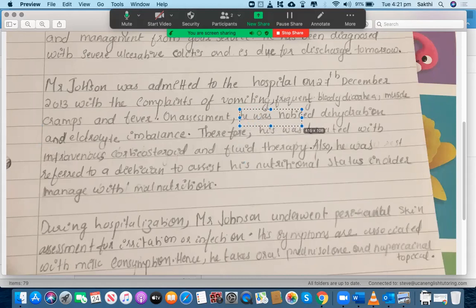So you said he was noticed. It doesn't make sense at all, right? He was noticed by whom? Did he notice himself or what? What I'm asking is who observed these two things? You said dehydration and electrolyte, the doctor, right? Yeah. Then why did you use he was noticed? This is incorrect. Otherwise, you could have simply mentioned on assessment, dehydration and electrolyte imbalance were observed.